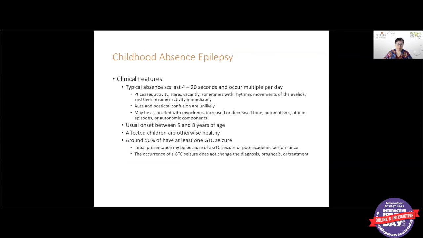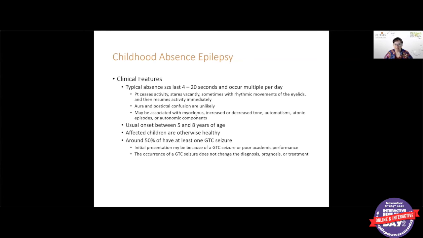Another type of epilepsy that's common is childhood absence epilepsy. This is a seizure that lasts about 10 to 20 seconds and usually occurs several times in a day, where the patient just stops doing what they're doing. Sometimes they stare, sometimes they have blinking or rhythmic movements of their eyes or face, and then they go back to whatever they were doing right away. Usually there's no aura or warning that the patient can tell you about, or confusion after the seizure, post-ictal confusion. Usually you don't have that with this type of epilepsy.